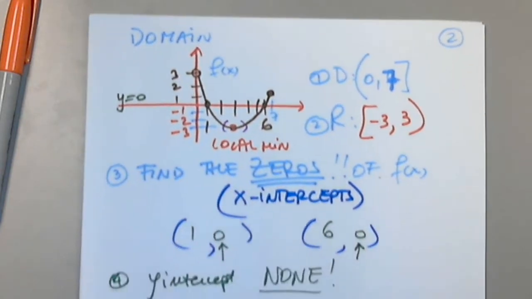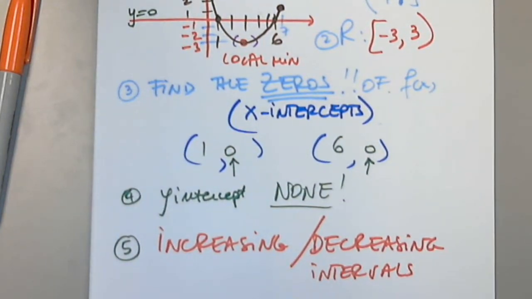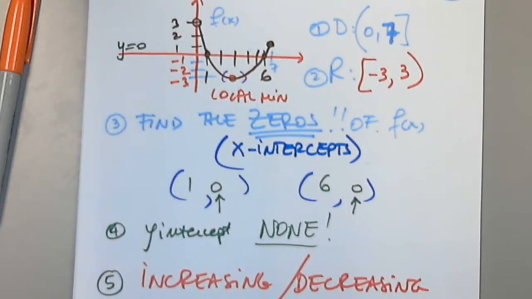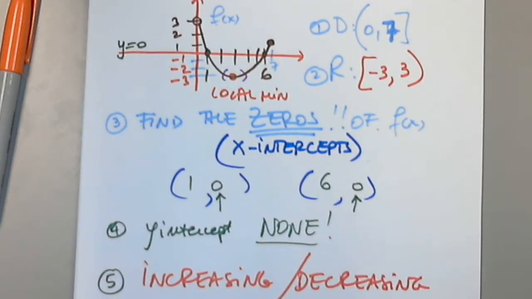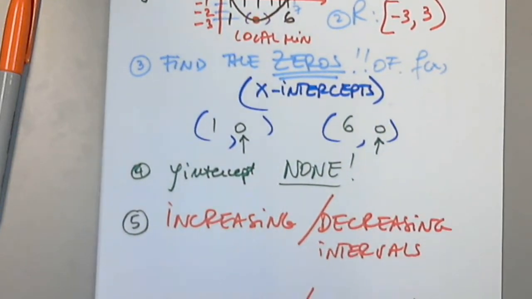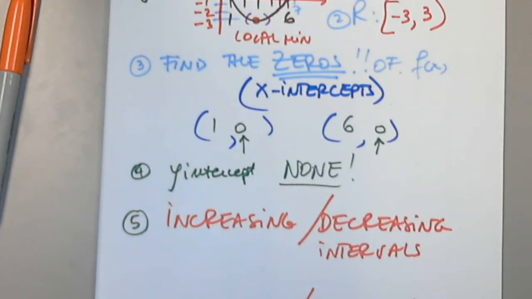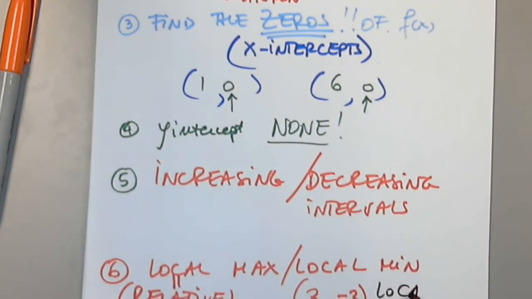Can anyone give or read the local min point? Yes, Tom? That would be negative, no, 3, -3. Very good. Indeed. 3 for x, -3 for y. Very good. And there is no local max. Can you explain again why there's no local max? Yes.